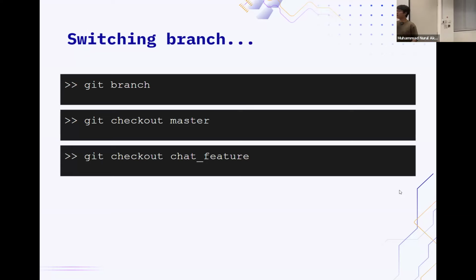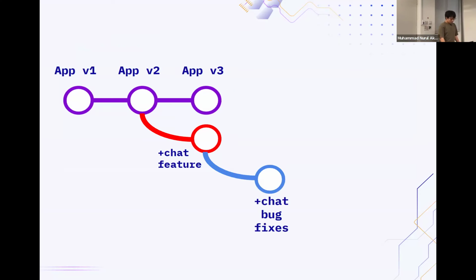Okay, anyway, if you don't include the -b, you will actually just switch to the branch, and it assumes that the branch is already there. So you just move to the branch chat feature or something. Yeah, but that's the gist of it.